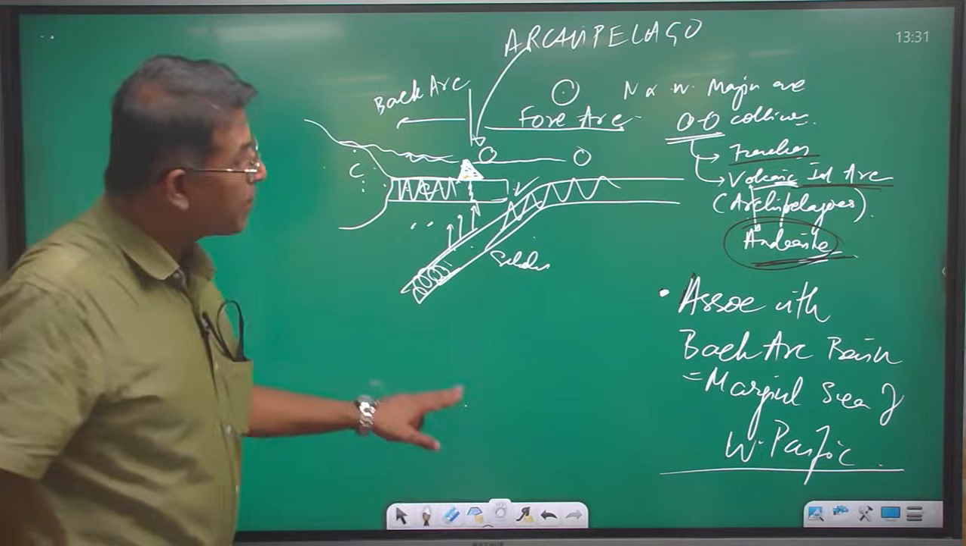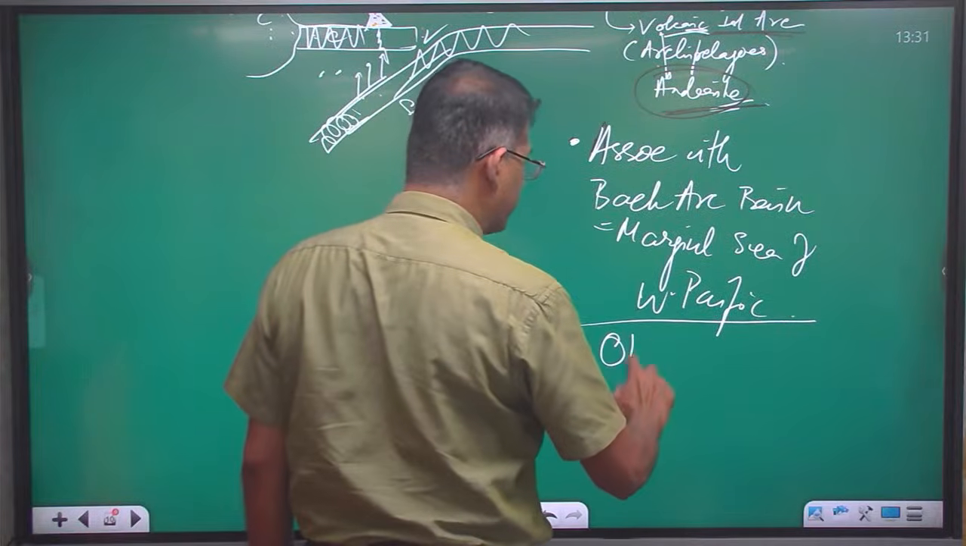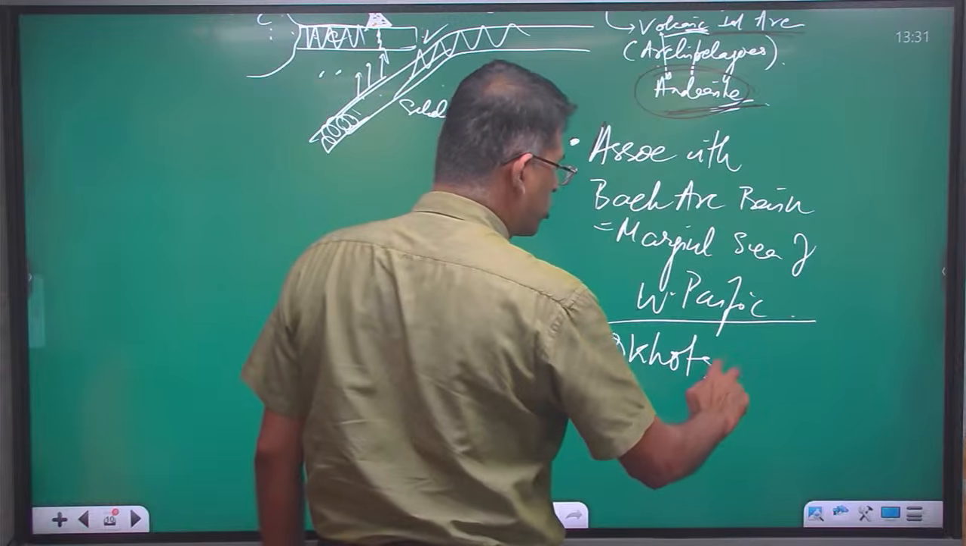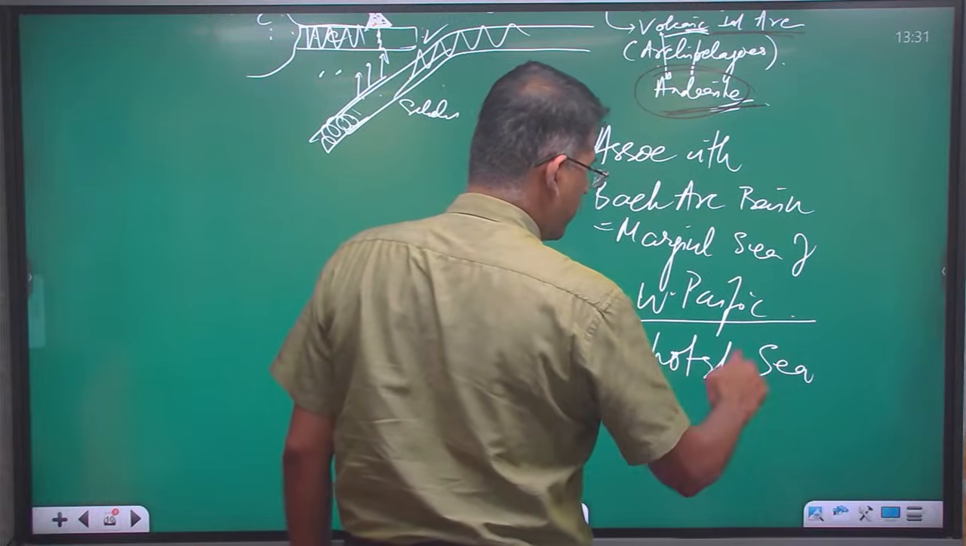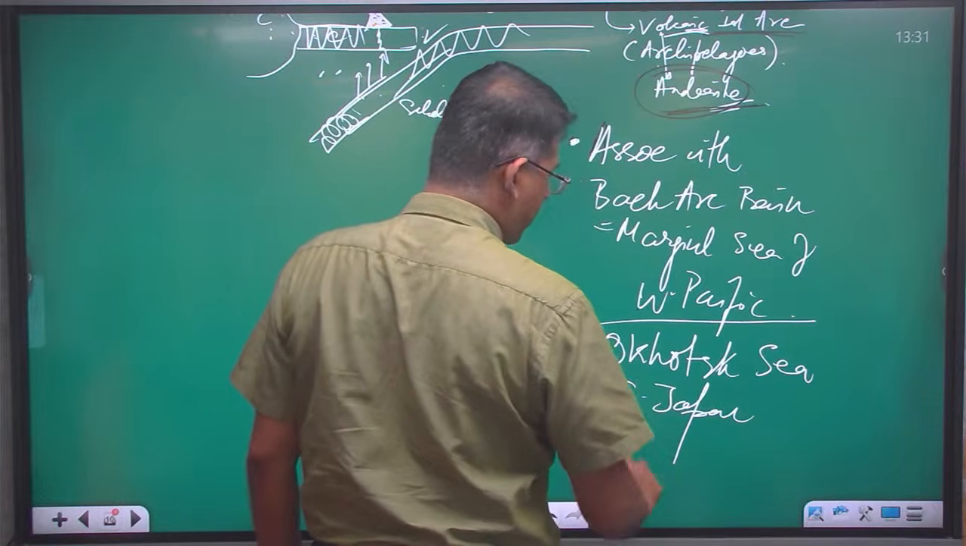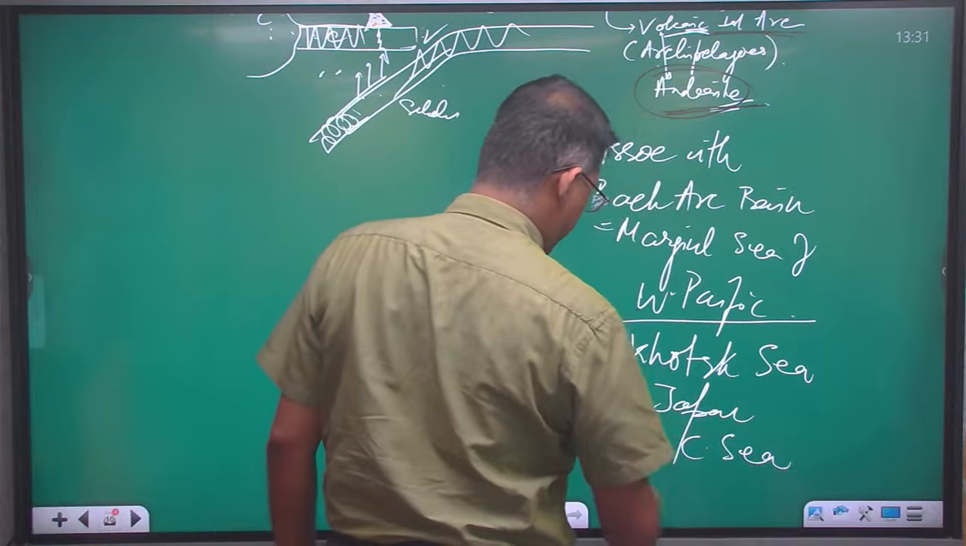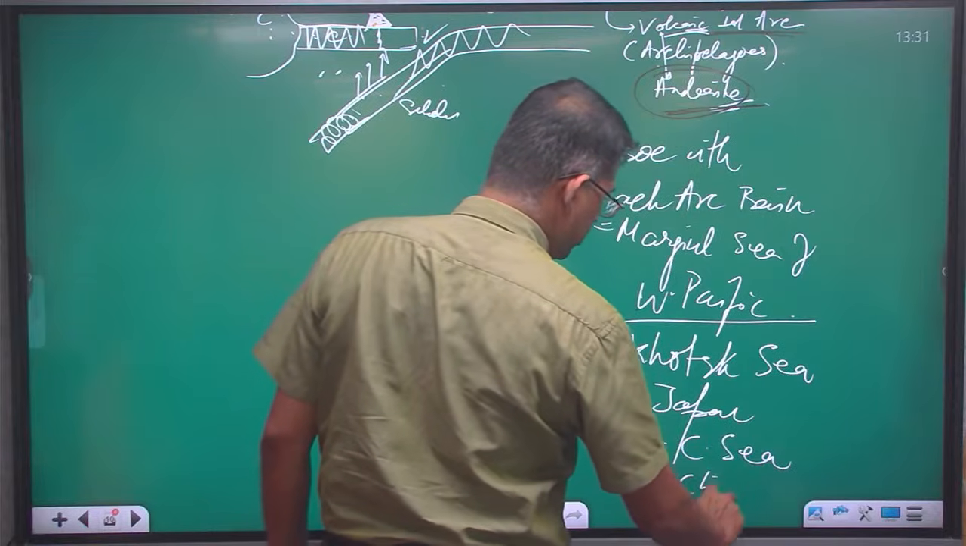और ये जो examples of the seas क्या है? So I mentioned some examples. सबसे north में जो है, it's called as Okhotsk Sea. Then we have Sea of Japan. We have East China Sea. We have the South China Sea.